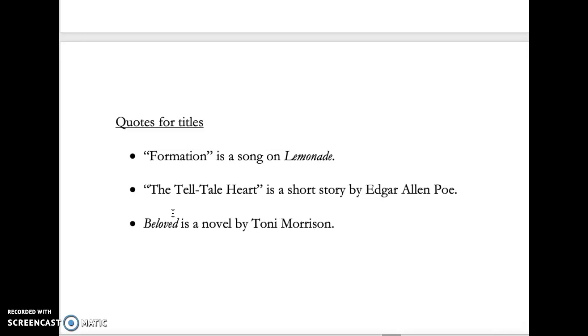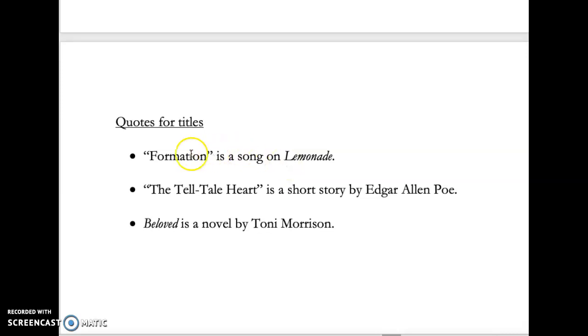And the last rule of quotes is that we use quotes for the titles of short things. So when I say short things, I might mean a song title, the title of a short story, the title of an article, and we use italics. This is the slanty writing. That's what we mean when we say italics for titles of long things.